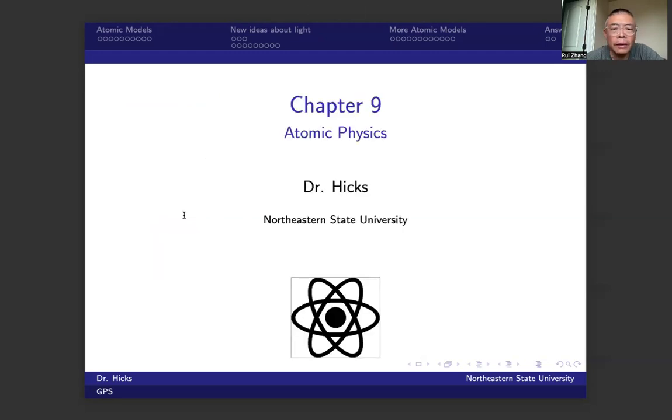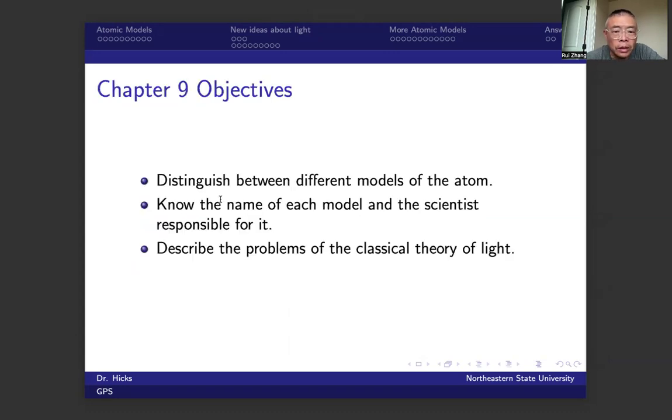So in Chapter 9, Atomic Physics, we cover a couple of things. First, distinguish between different models of the atom, knowing the name of each model and the scientist responsible for it. And finally, describe the problems of the classical theory of light.